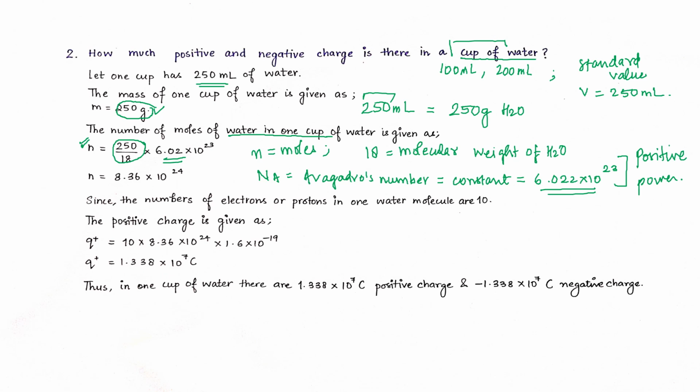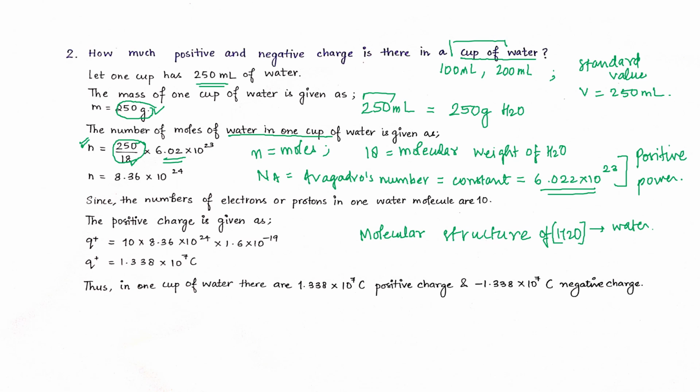Okay, so here all the numbers are well explained. 250 is the amount of water in a cup. 18 is the molecular mass of the H2O molecule. And the other thing which we should know is the molecular structure of our water molecule. So what is H2O? It's a molecular formula for water.